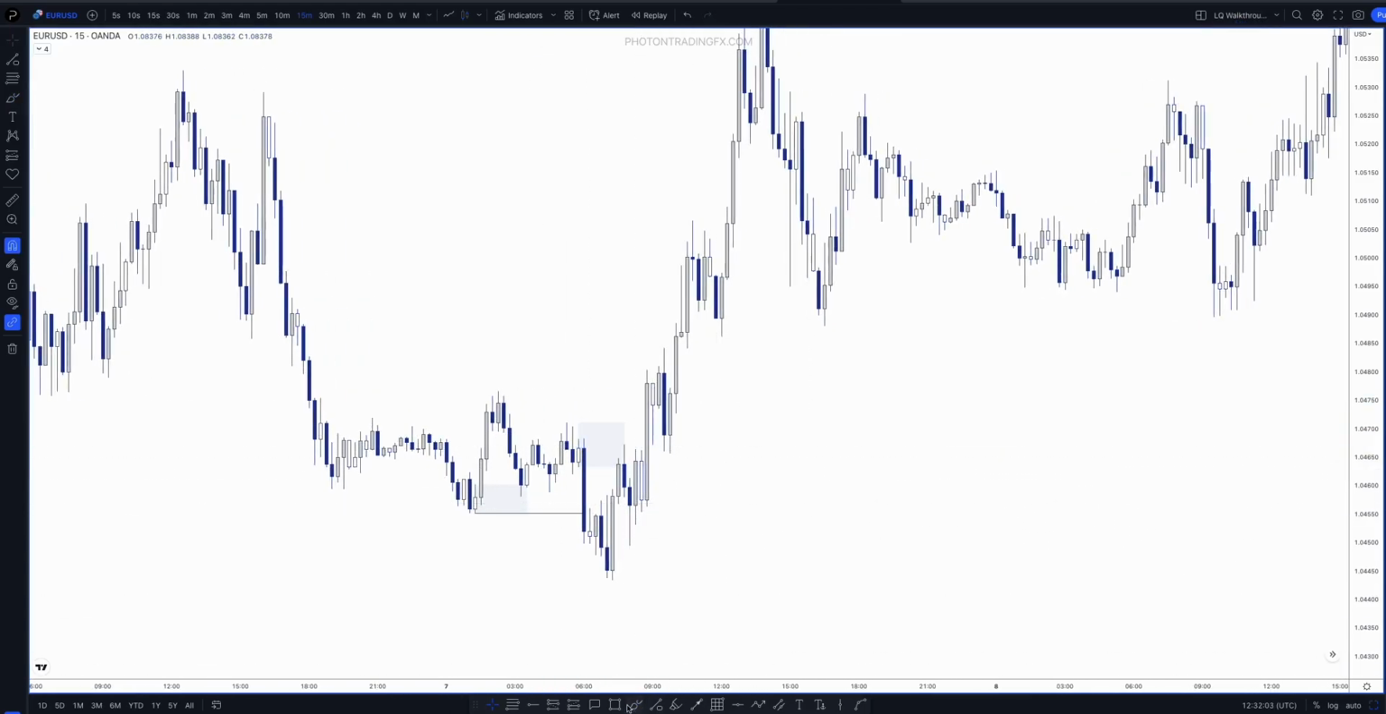So this is what I mean. This can happen a lot. You can see who is taking control and where. This interaction between supply and demand. That's what I think is so cool about supply and demand, right? You can see just how the money exchanges hands, right? Price comes into supply, reacts, fails to put in a lower low.